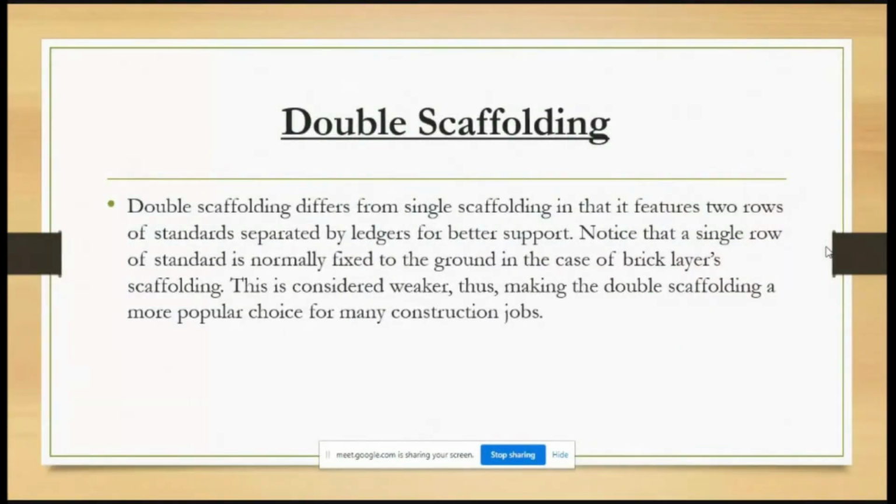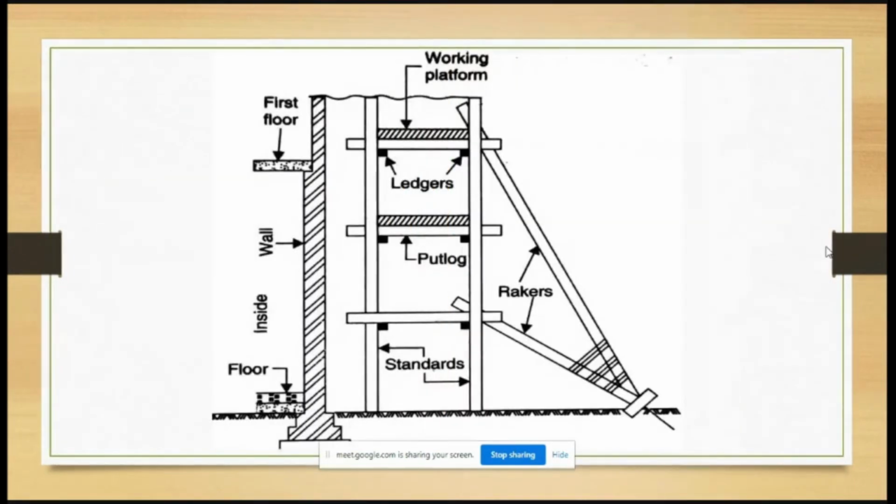Double scaffolding differs from the single scaffolding in that it has two rows of standards, whereas we can see the single scaffolding has a single row. Here we have the two rows for better support. Notice that a single row of standards is normally fixed on the ground in the case of bricklayers scaffolding. This is considered weaker, thus making the double scaffolding a more popular choice for many other construction jobs. Here we can see the double scaffolding.